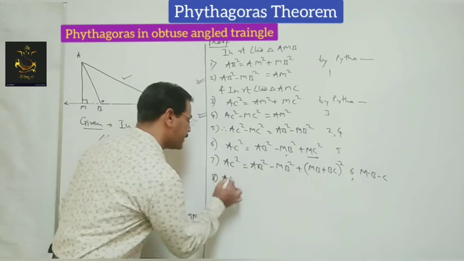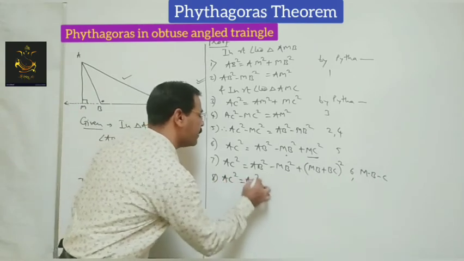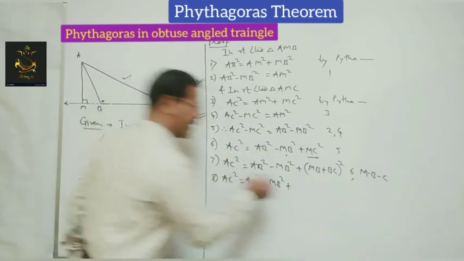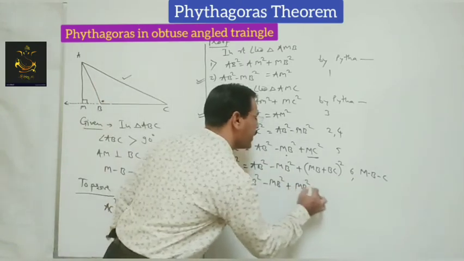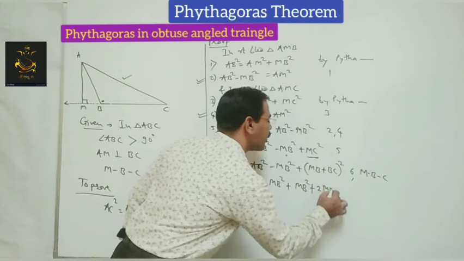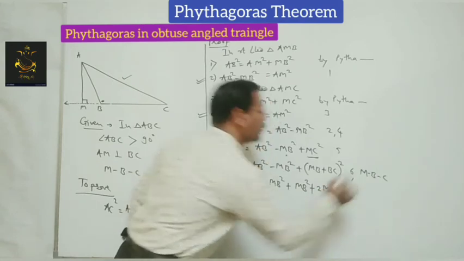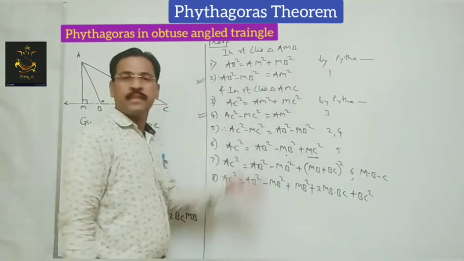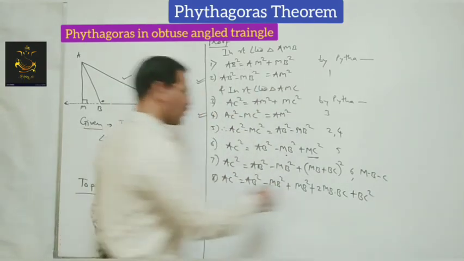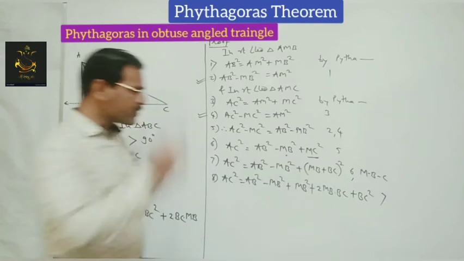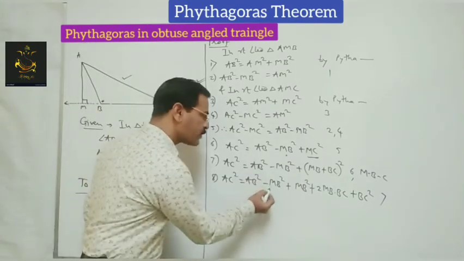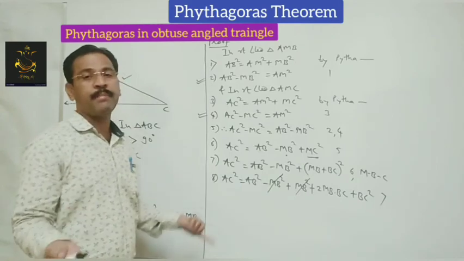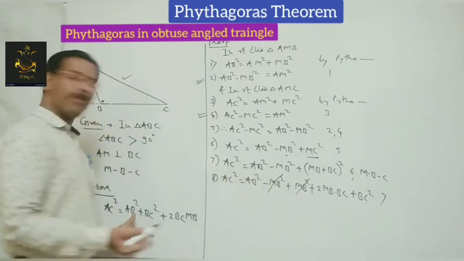Here AC square is equal to AB square minus MB square plus, what will we get here? MB square plus twice of MB into BC plus BC square. This is the expansion of that bracket, from the 7th step. If you observe here, minus MB square plus MB square gets cancelled. Finished. The remaining part is nothing but the proof part.